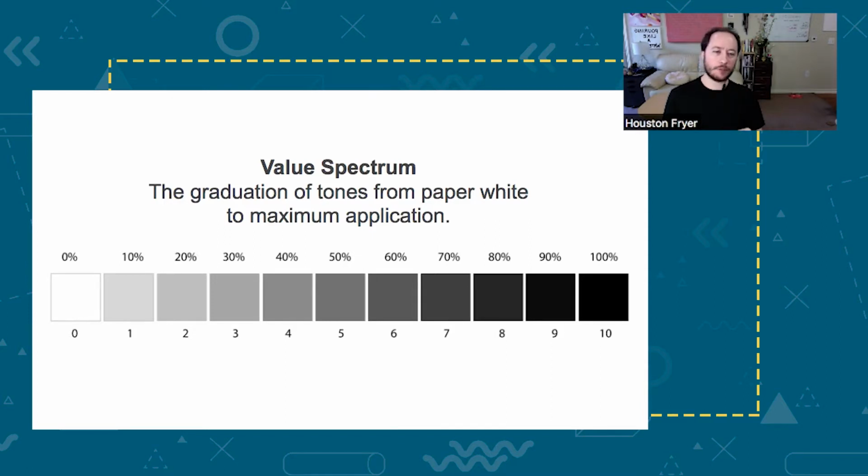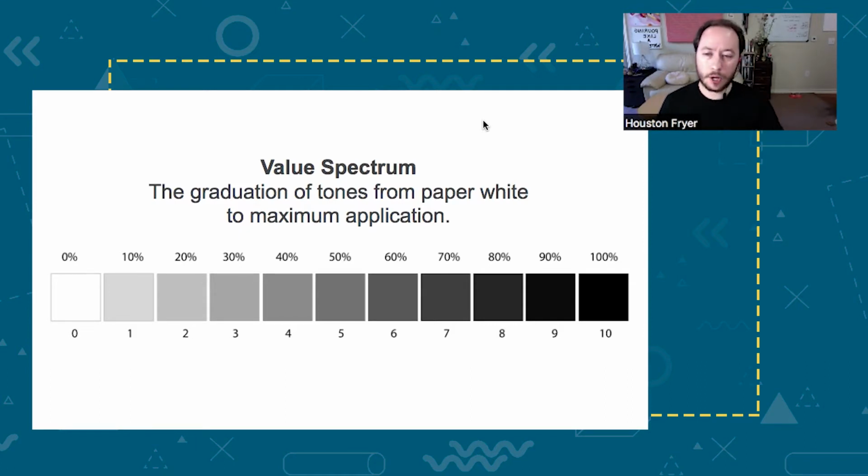This is a good example of a value spectrum. You'll find it sometimes where the lightest tone is referred to as 10 and the darkest tone is referred to as 0. I find that to be the most backwards thing I've ever heard. You are working on a blank sheet of light-toned paper.